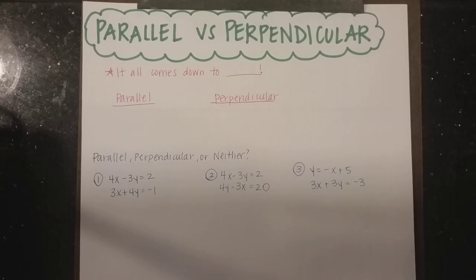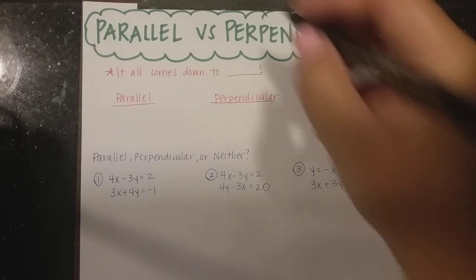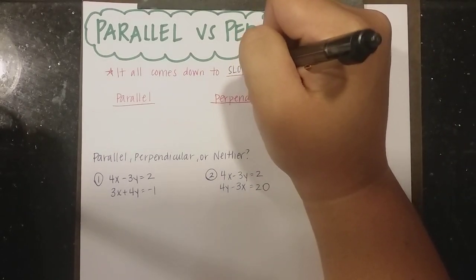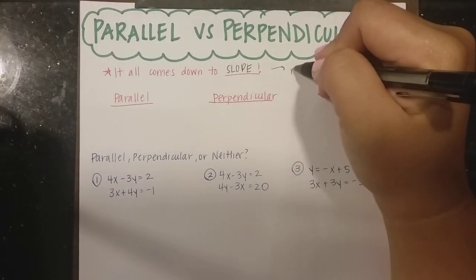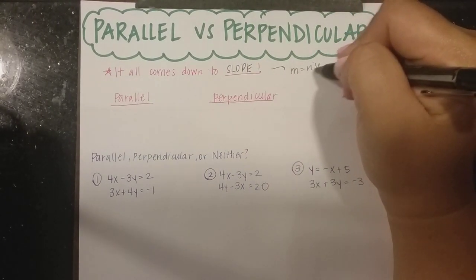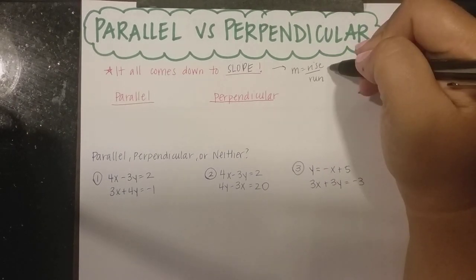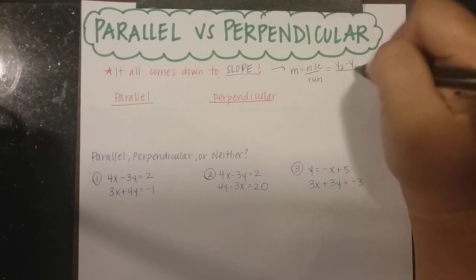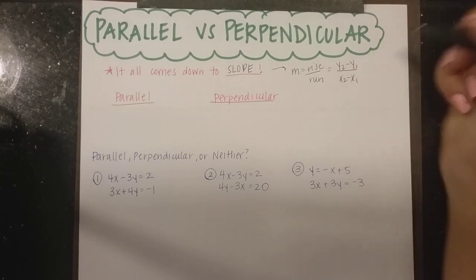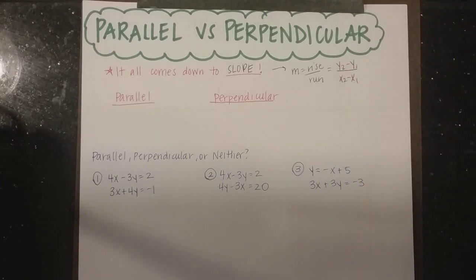and perpendicular lines, right? Whenever we're working with these or deciding if lines are parallel or perpendicular, it all comes down to slope. Okay, so real quick, if I need to find slope, it's rise over run. If I'm looking at a line on a graph, or if I'm given points, we can do y2 minus y1 over x2 minus x1. Okay, quick review.